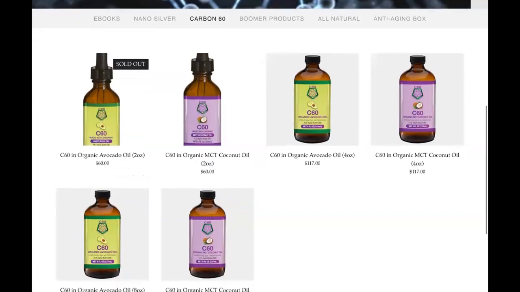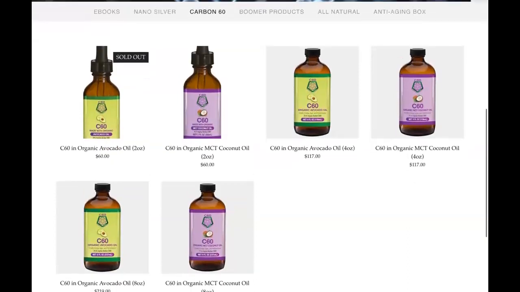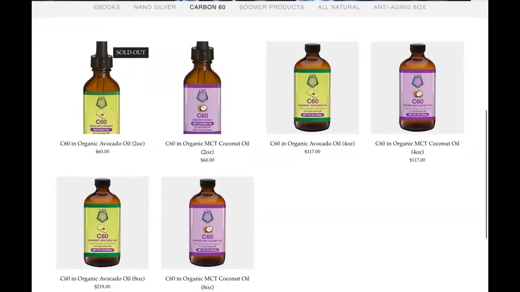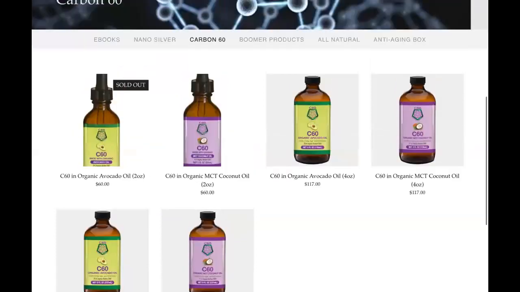So what's really important is that strong antioxidants will help with your body getting into homeostasis, because chronic inflammation and all that puts a lot of stress on the cell. So I have it in 2 ounce, 4 ounce, and 8 ounce. Again, in coconut oil or avocado oil.